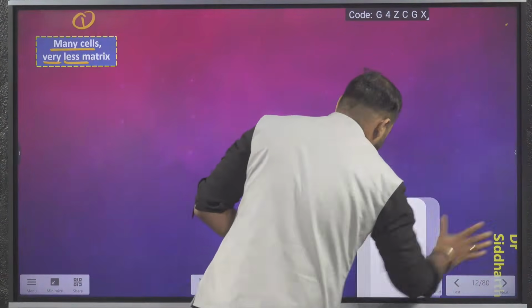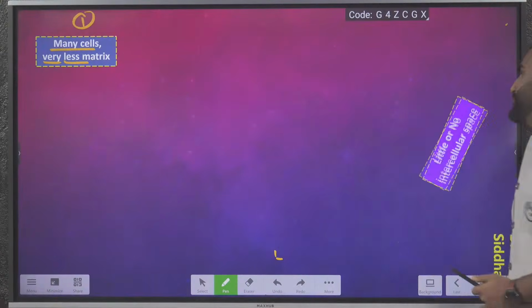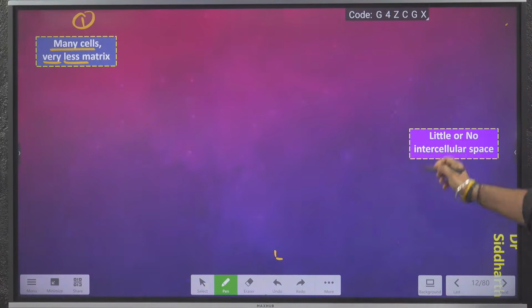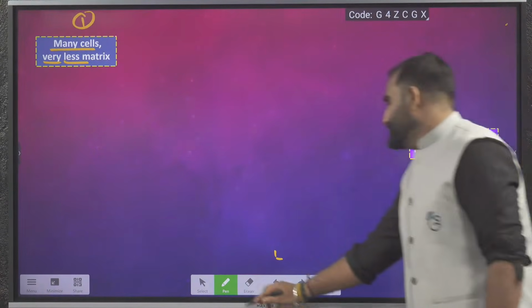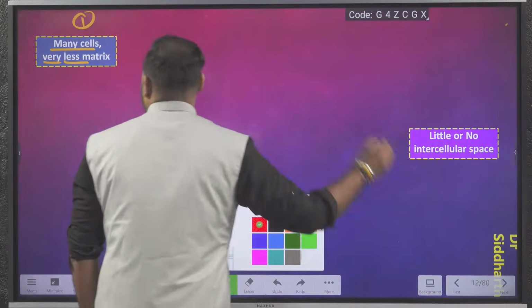We have to go to the next characteristics. What is the next characteristic? Already understood.